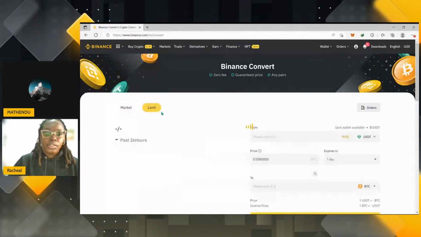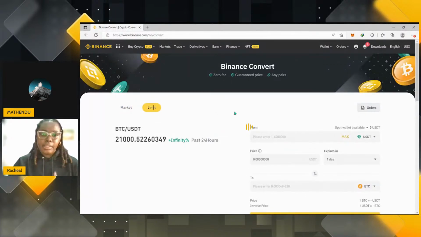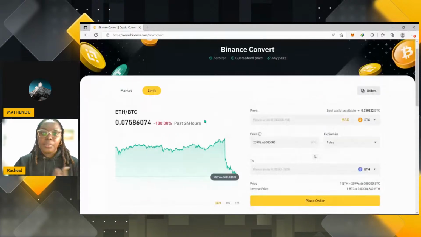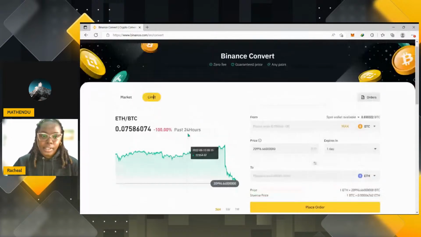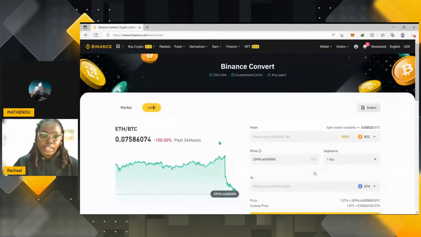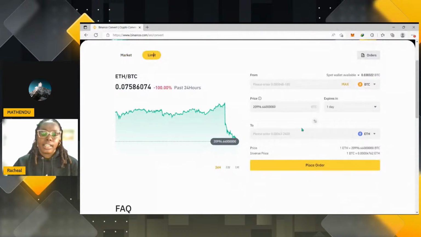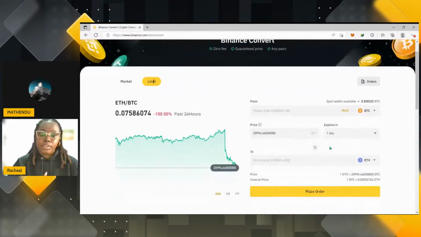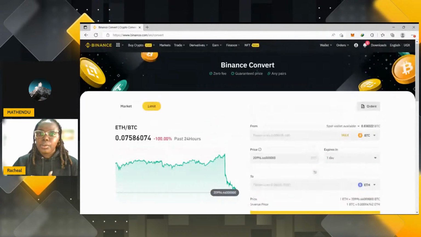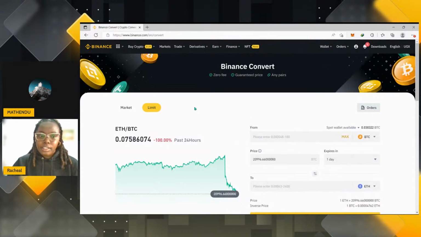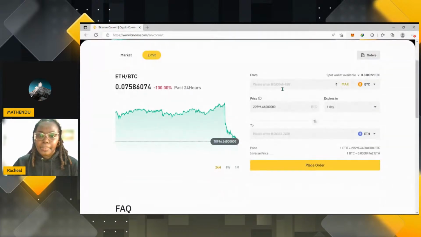There is a new feature here, which is the limit, also under Binance Convert. You may not get it right away if it's your first time, but we are going to look at that later under spot trading. Also under Binance Convert, if you select limit, it means that you are deciding, you're putting the price at which you want to buy.